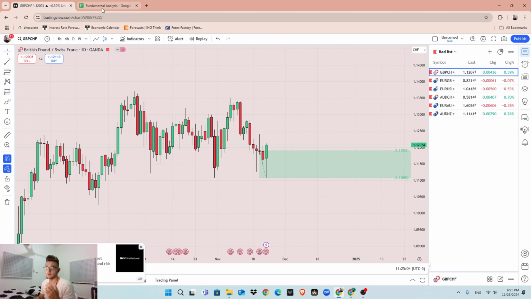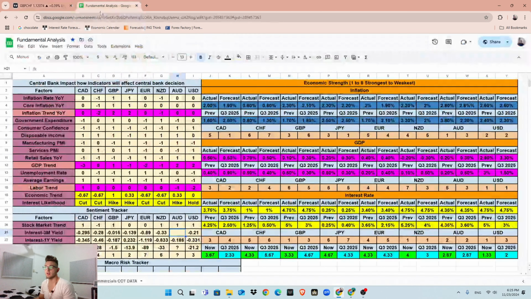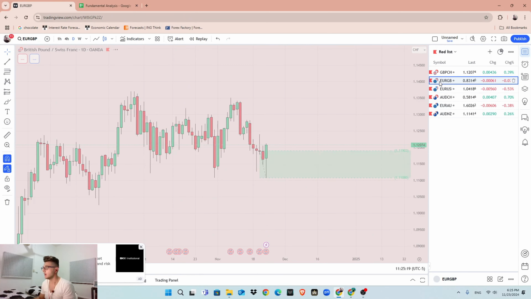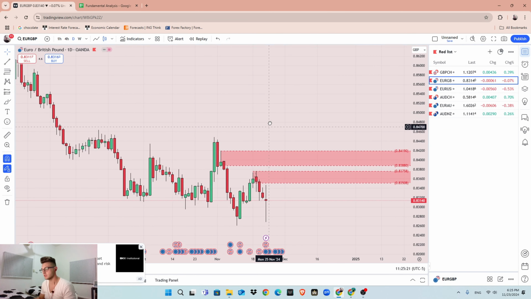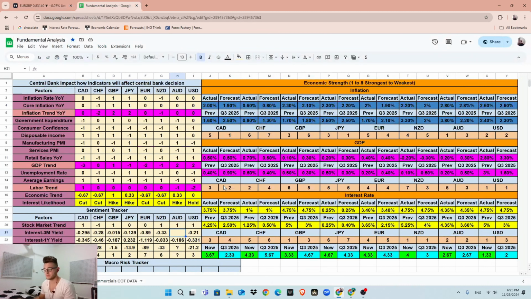So the pound is stronger than the Swiss franc in my opinion, which will give me a long position on the GBP/CHF. EUR/GBP, it's opposite. I am short EUR/GBP. Why? Euro is looking to cut rate and its sentiment is very negative. Pound is looking to hold, sentiment very powerful. Right here, it's ranking 3.33. Euro is 4.33. So there is a huge difference. If it's stronger, it's stronger.